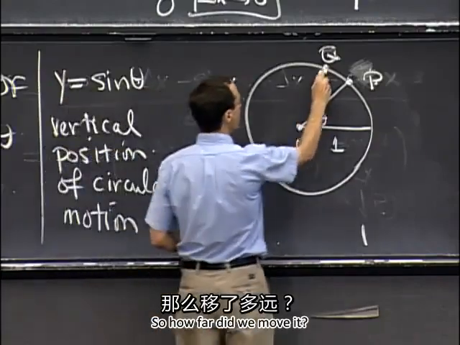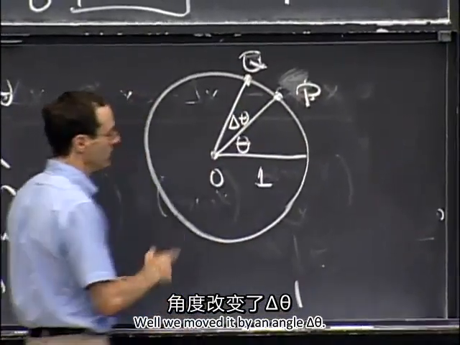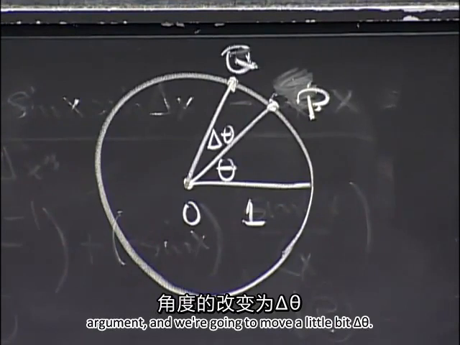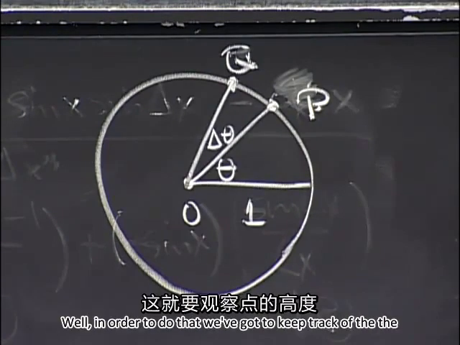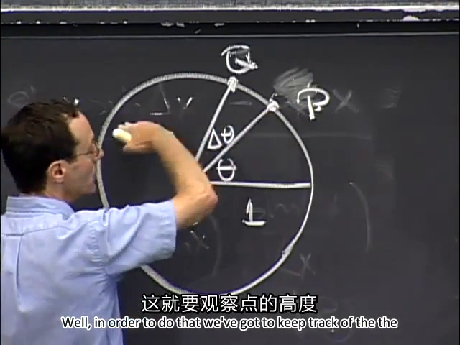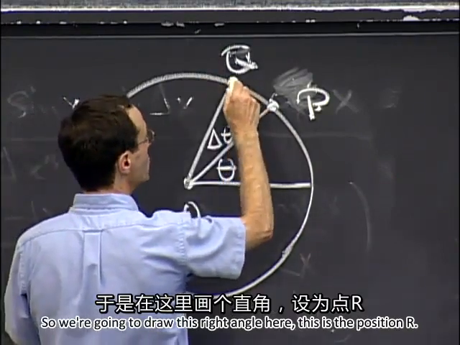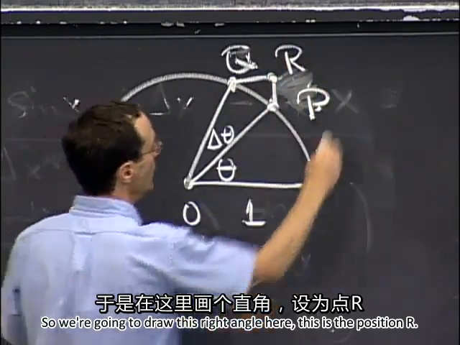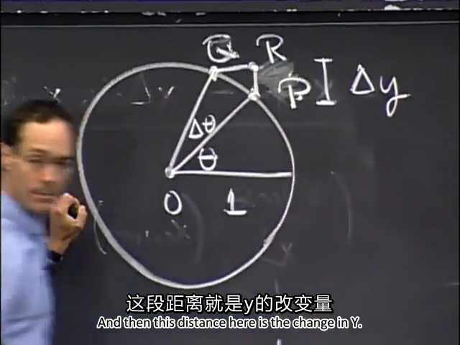So how far did we move it? Well, we moved it by an angle delta theta. We started at theta. Theta is going to be fixed in this argument, and we're going to move a little bit, delta theta. And now we're just going to try to figure out how far the thing moved. Well, in order to do that, we've got to keep track of the height, the vertical displacement here. So we're going to draw this right angle here, and this is the position R. And then this distance here is the change in y.